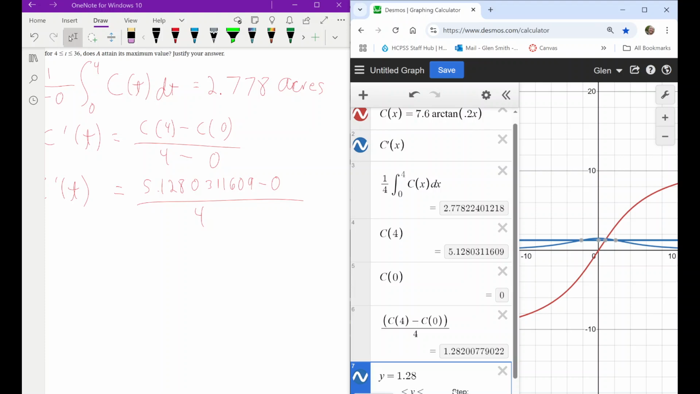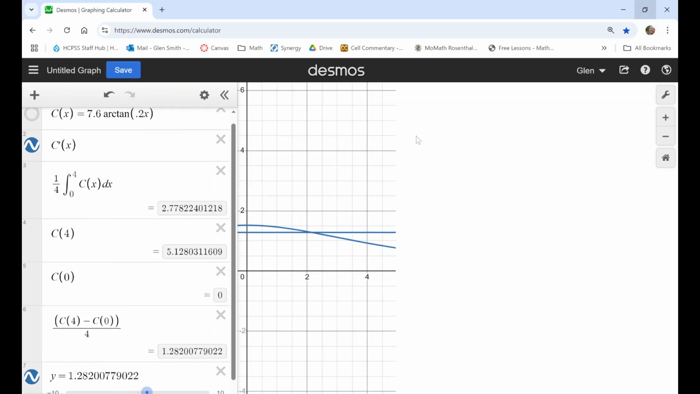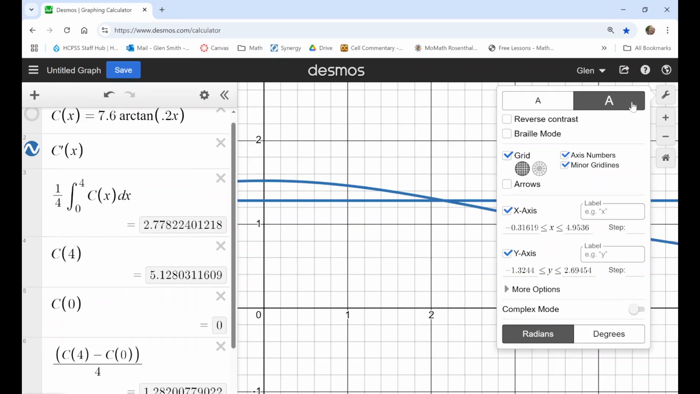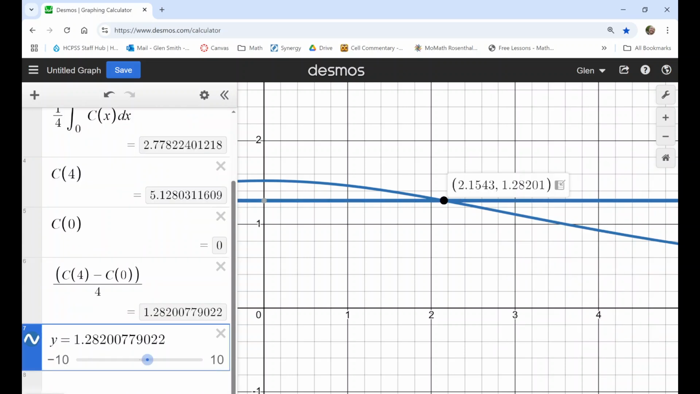So 1.28200779022. I could probably copy this actually and just drop that in rather than typing it in again, I know I already typed it in, but I would just drop it in like that. And I don't care about C here, but I do need to see where is this thing going to hit. And you can see it happens right here. Let's make this a little bit bigger. You can see that it's happening right here at 2.154.